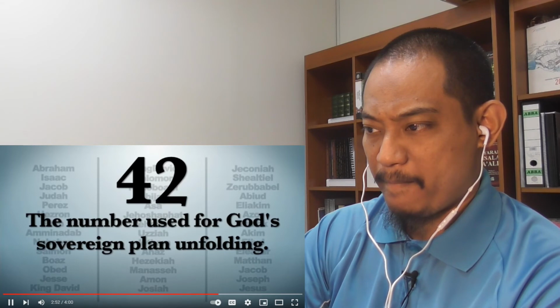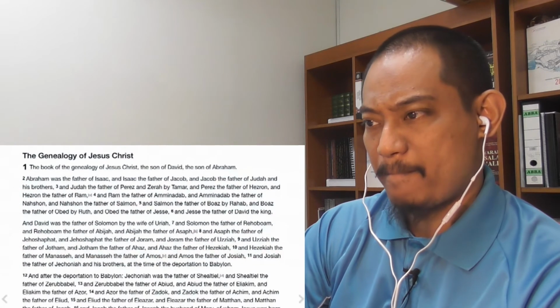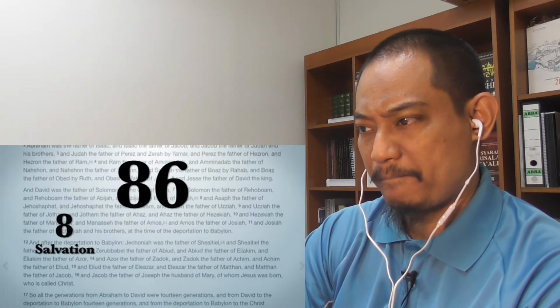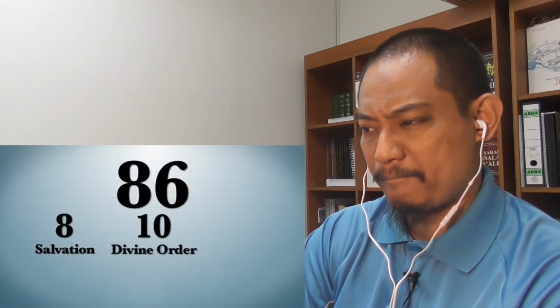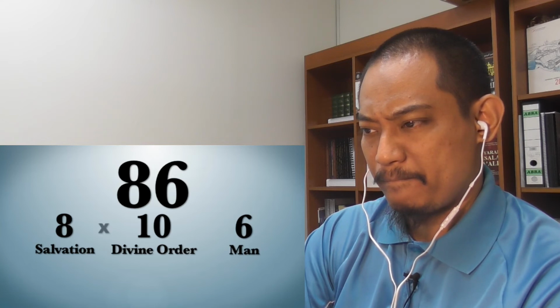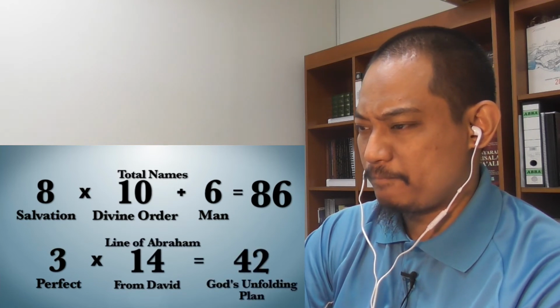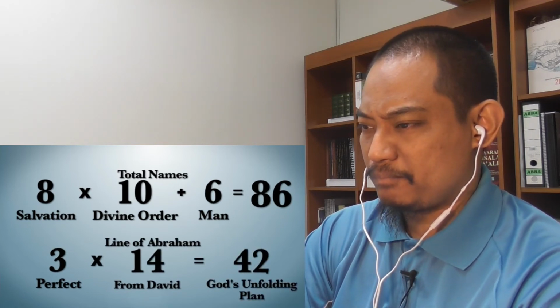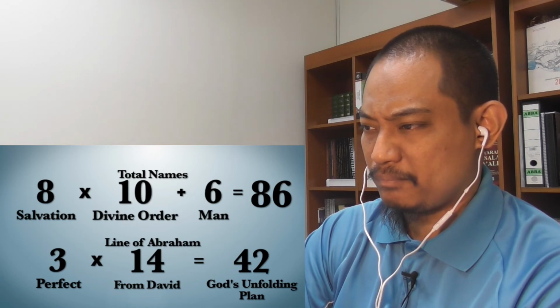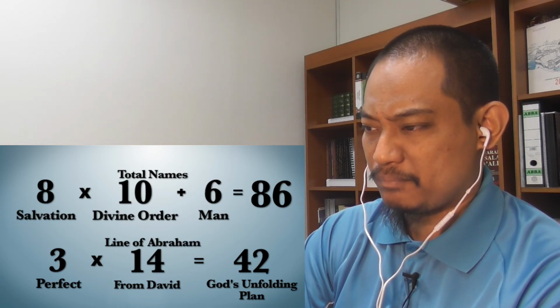Also, if you were to count every name in the genealogy, the total would be 86. 8 is the number of salvation, 10 is the number of divine order, and 6 is the number of man. So in that, you have salvation times divine order through one man, who is the perfect heir to King David, which has been unfolded through the line of Abraham. Essentially, using numerology, that is what Matthew is saying, and why the genealogy was manipulated.